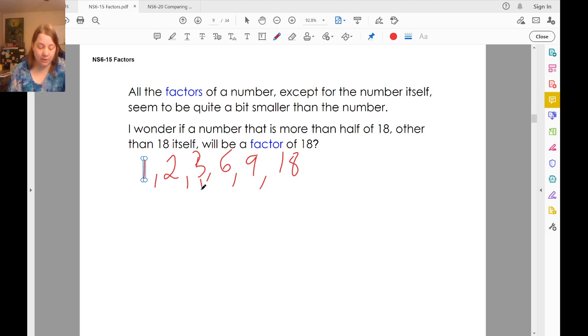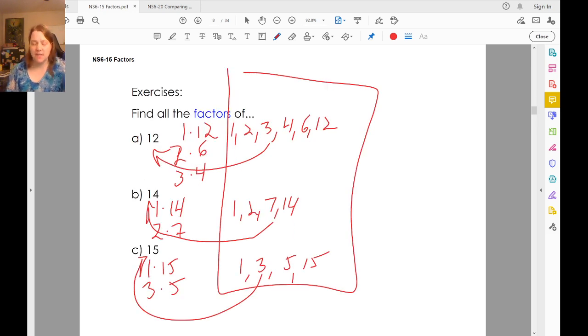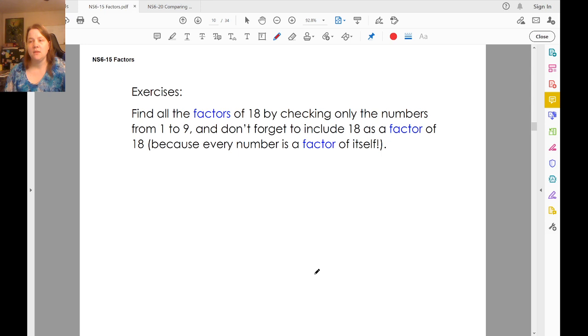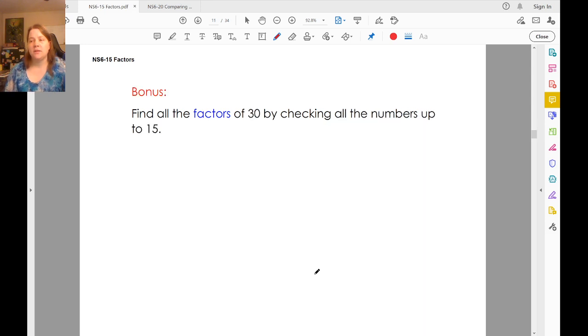Because we can multiply 3 times 6, 2 times 9, 1 times 18. We can make those same connections over here. 3 times 4, 2 times 6, 1 times 12. 2 times 7, 1 times 14. 3 times 5, 1 times 15. We already did that. So we could also do the same thing for 30.